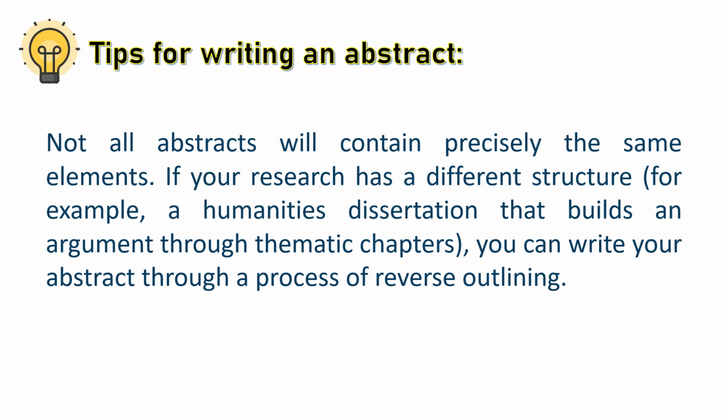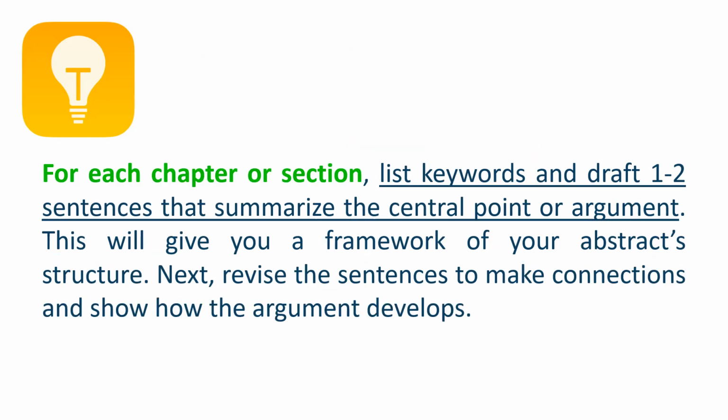Ultimately, not all abstract will contain precisely the same elements. If your research has different structure, for example, a humanities dissertation that builds an argument through thematic chapters, you can write your abstract through a process of reverse outlining. For each chapter or section, list keywords and draft 1 to 2 sentences that summarize the central point or argument. This will give you a framework of your abstract structure. Next, revise the sentences to make connections and show how the argument develops.